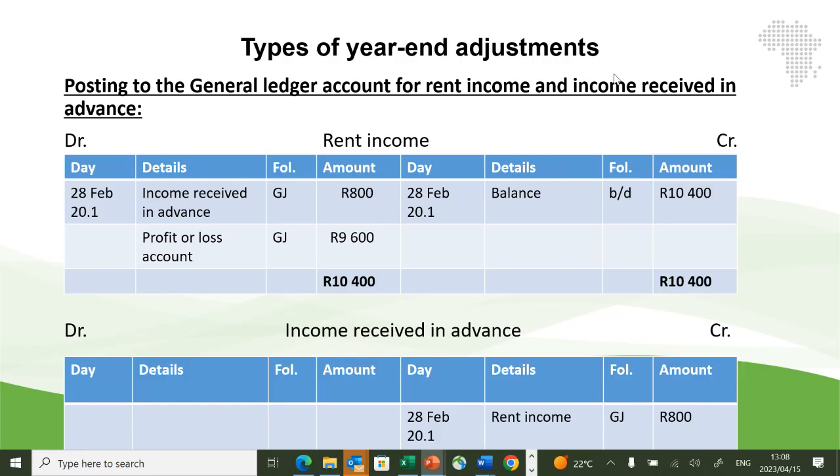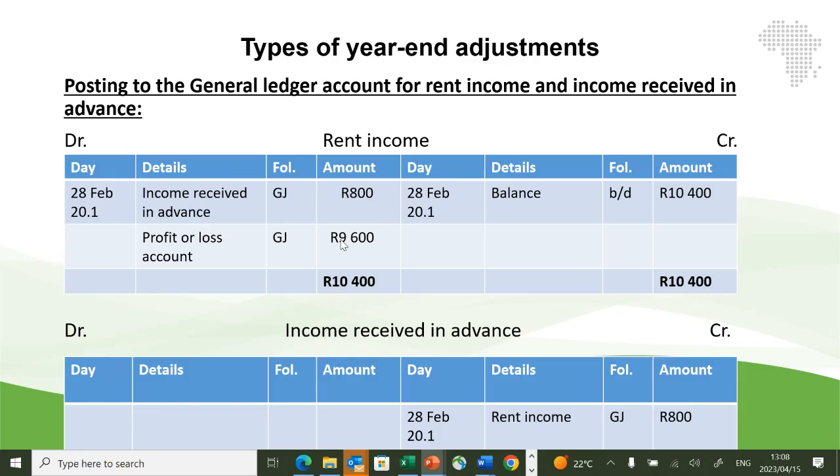We said debit rent income, credit income received in advance. That's why you come here on the debit side and include that 800, so rent income is debited by 800. When we debited the rent income, we credited income received in advance, and that's what you write here. We know the credit side is greater than the debit side, because on the debit side we only included this 800 so far. We need to make both sides 10,400. If you take 10,400 less 800, you are left with 9,600, so that it balances and both sides are equal.